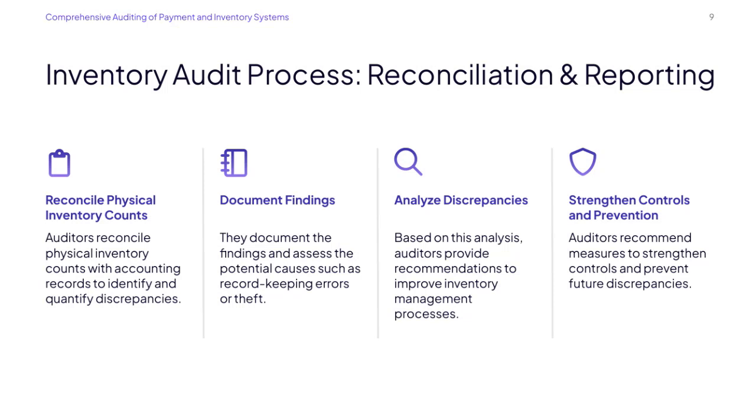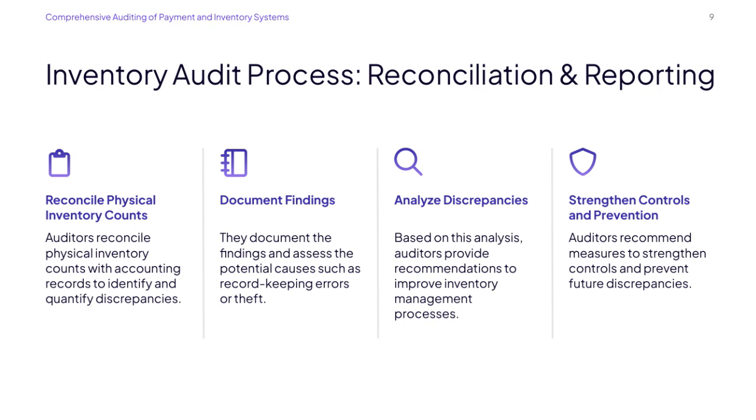During the inventory audit process, the first crucial step is to reconcile the physical inventory counts with the accounting records. This allows us to spot any differences between what is actually on hand and what the records indicate. Once these discrepancies are identified, we document all findings carefully, paying close attention to possible causes such as errors in record keeping or even theft.